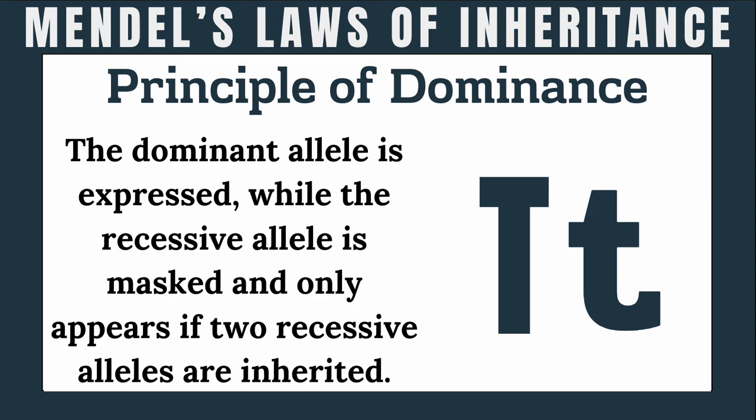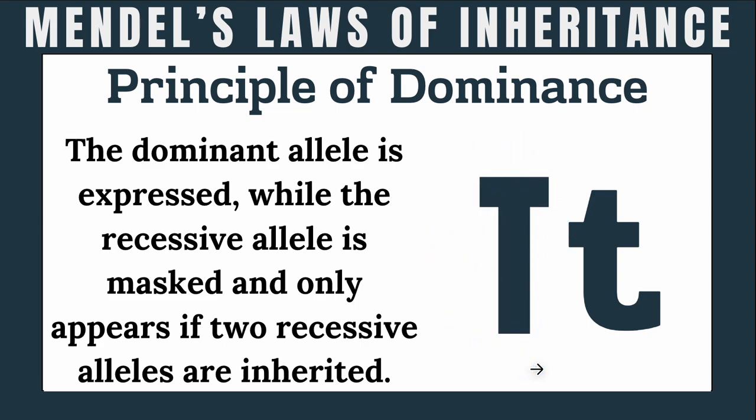The principle of dominance is the dominant allele is expressed, while the recessive allele is masked and only appears if two recessive alleles are inherited. So for the example to the side, this heterozygous genotype, it has a dominant allele. See that uppercase T? So this uppercase T is going to express that dominant trait, even though it has a recessive trait.